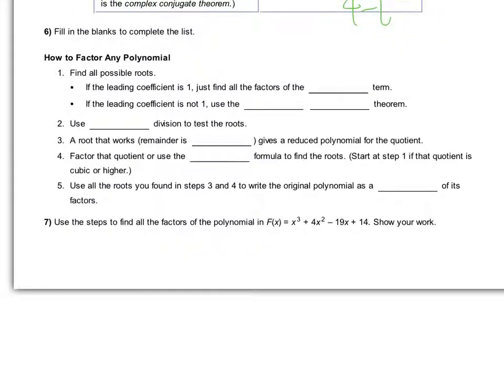So how to factor polynomials. Again, we're going to practice this in just a second. First, it says to find all the possible roots. And it tells you that if the leading coefficient is 1, just find all the factors of the constant term. The constant term is just the number. If the leading coefficient is not 1, then we can use our rational root theorem, which is our p's and q's. And again, we're going to practice that. And then we can always use synthetic division to test the roots.